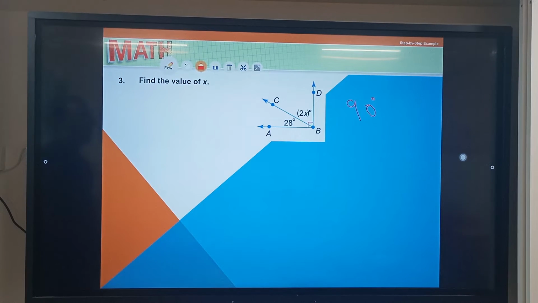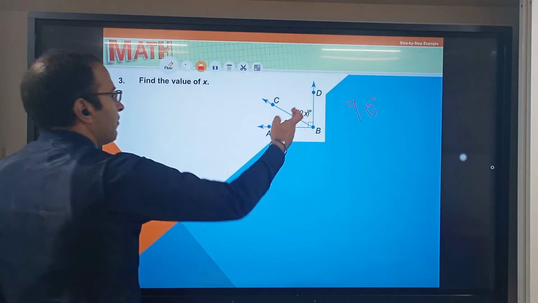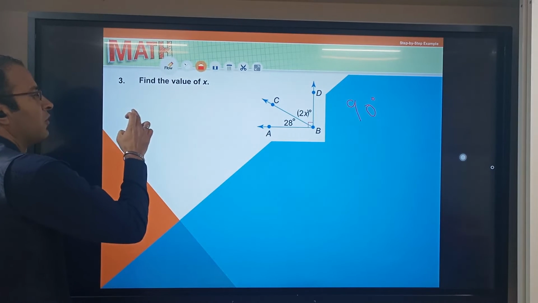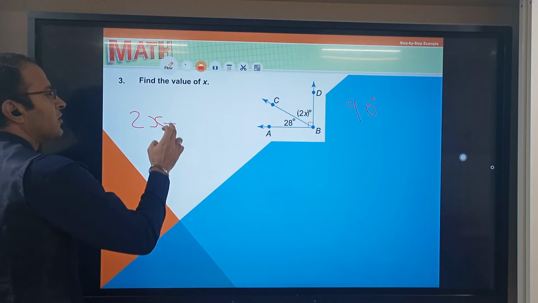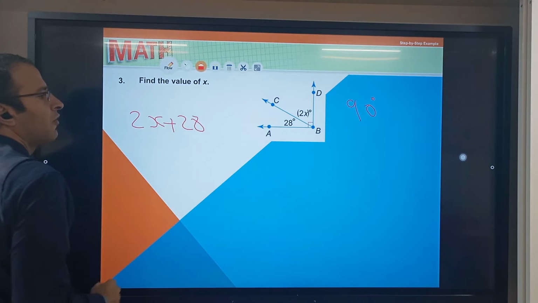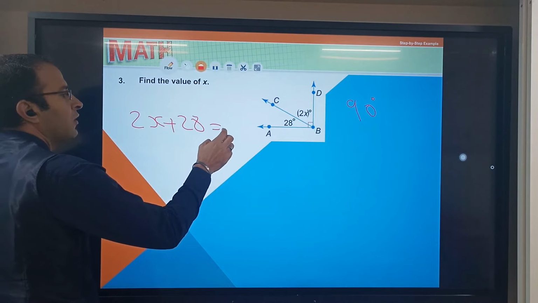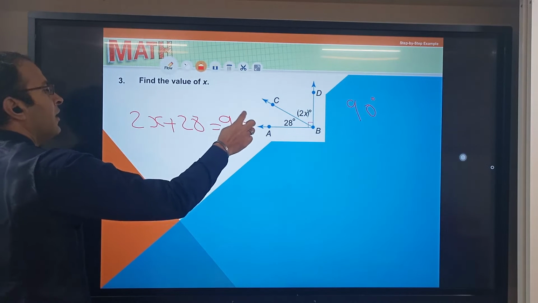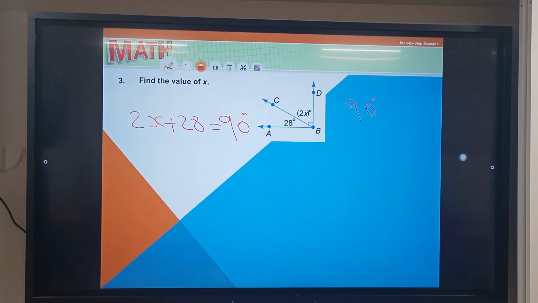So what will we do in this case? I will make the sum of these two equal to 90. So we will do 2x plus 28. The sum of them will be equal to 90. Again, I have 2x plus 28 equal to 90. Now we have an equation. I need to solve this equation. How can I solve it?